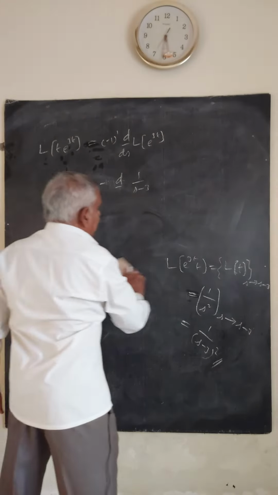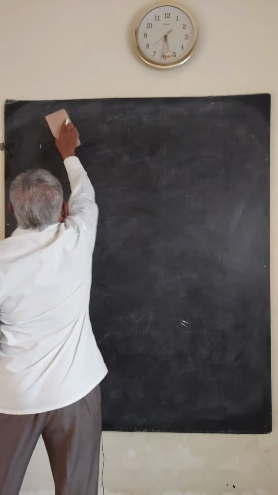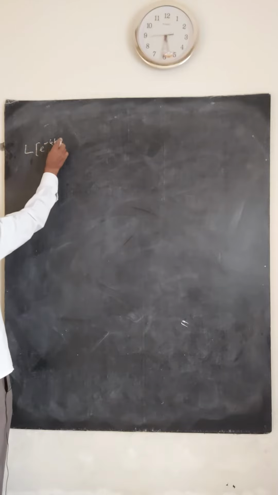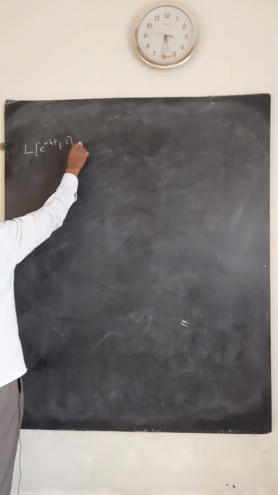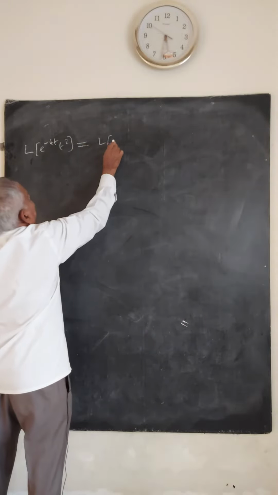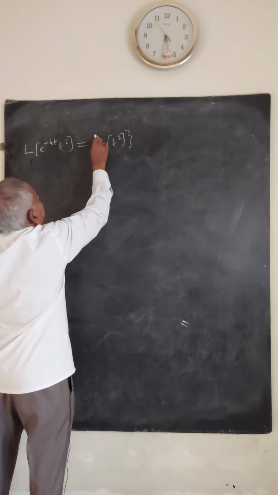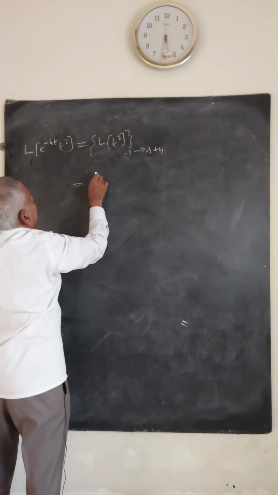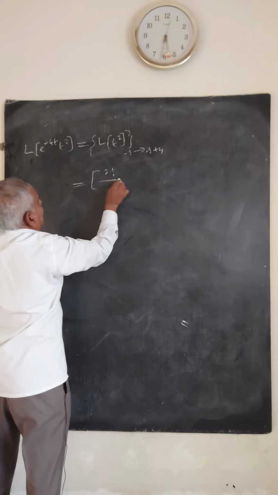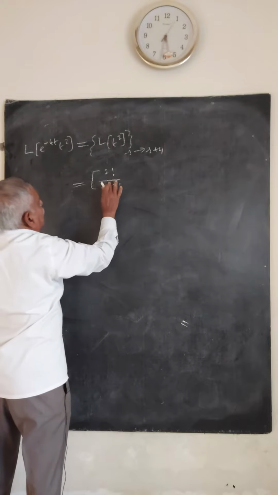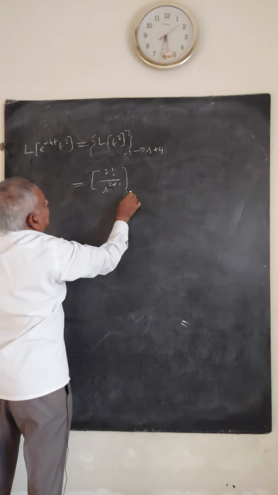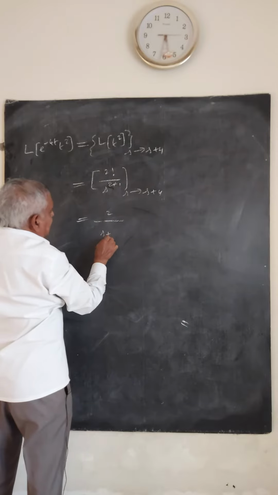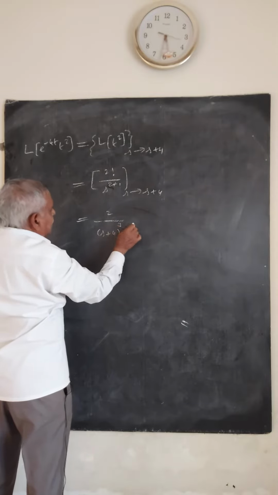Similarly, we have seen already L of e power minus 4t t square. L of t square, s changes to s plus 4. 2 factorial divided by s power 2 plus 1, s changed into s plus 4. 2 factorial is 2, divided by s plus 4 whole cubed.